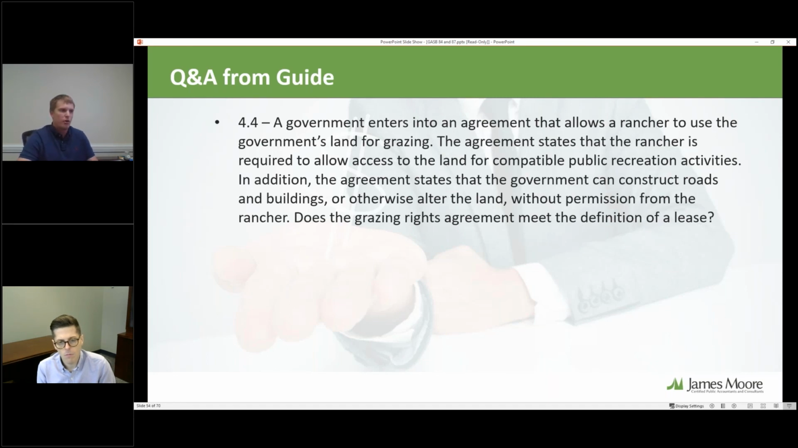So the answer here is no, it does not meet the definition of a lease because the rancher does not have the ability to determine the nature and the manner of the use for the land, as the rancher cannot prevent others from accessing the land, and the government has the ability to construct on it without the rancher's permission.